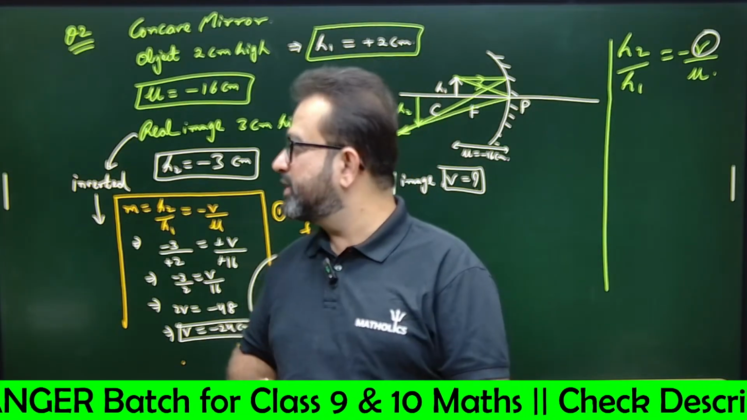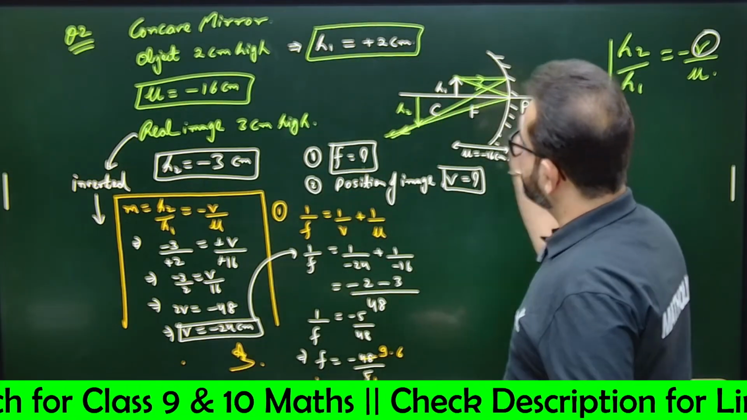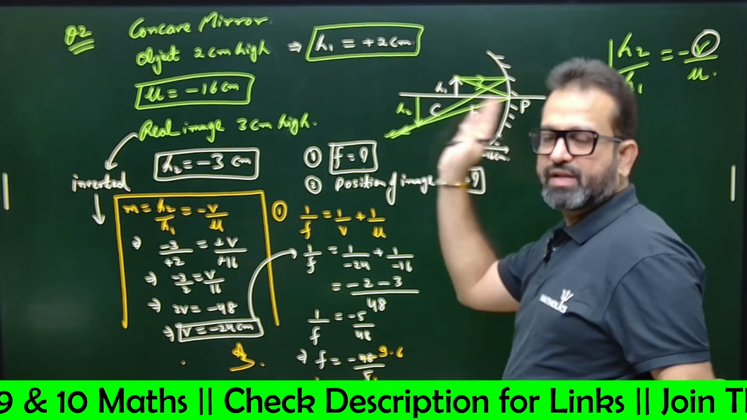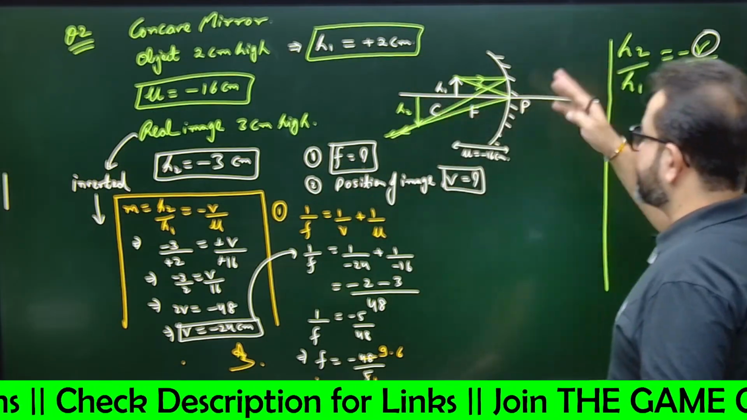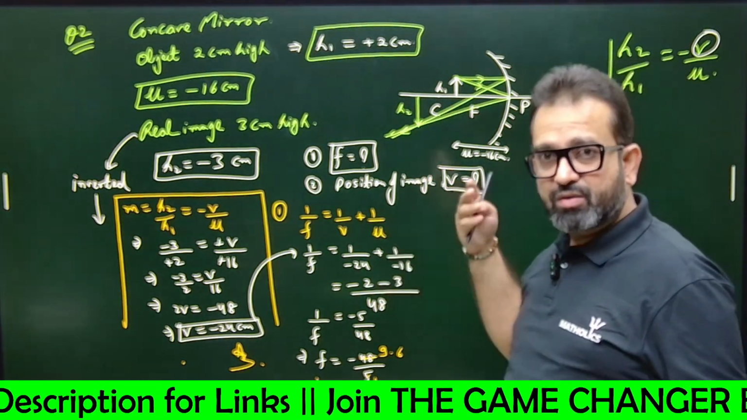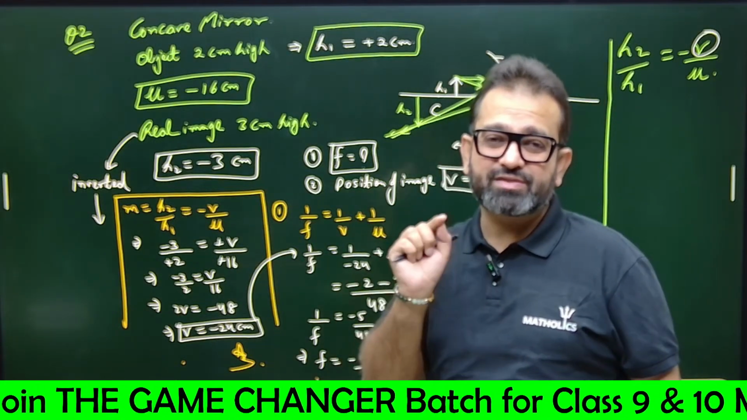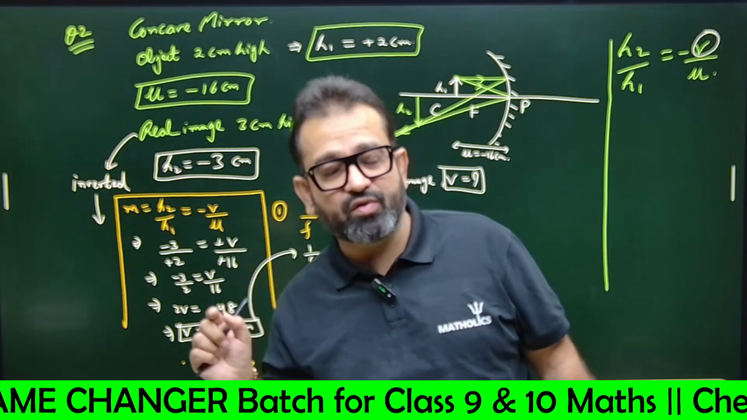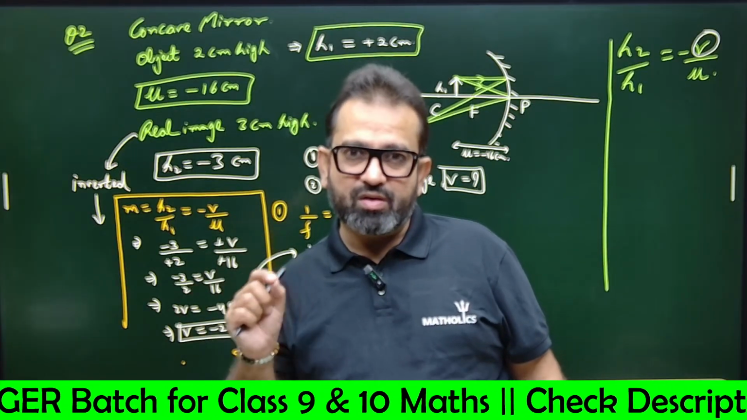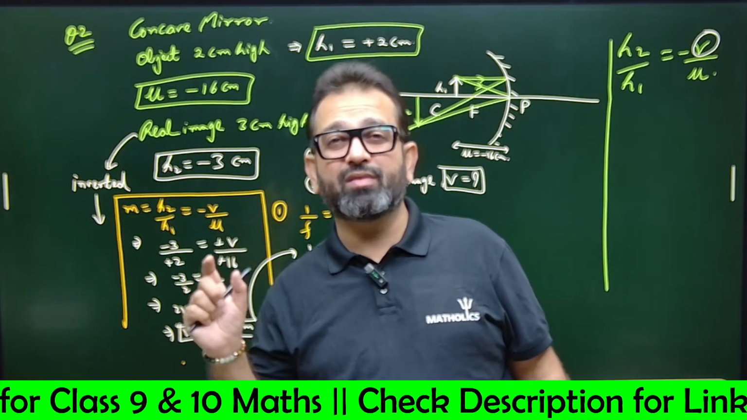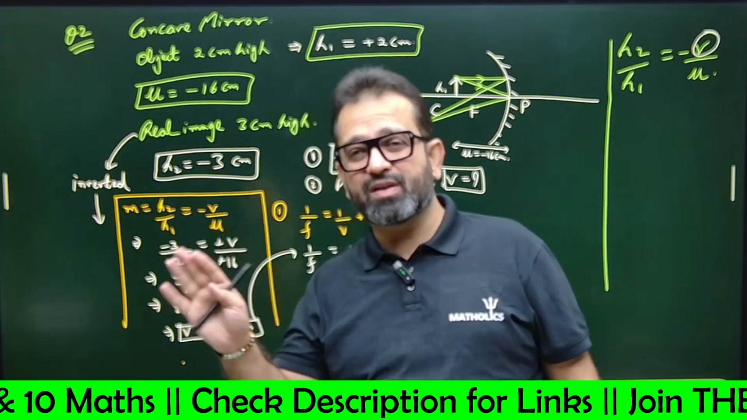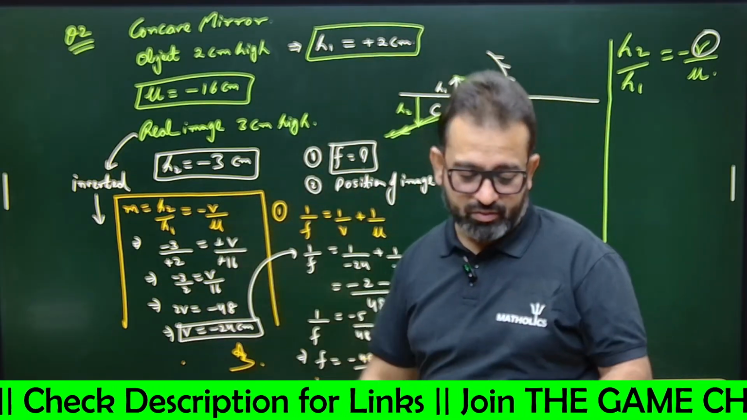How many times should I tell you? For a concave mirror, F is on the left side always, so focal length is always negative. For a convex mirror, F is on the right side, so focal length is positive. But for a concave mirror, F is always negative. Write down, make a star. For a concave mirror, focal length is always negative because focus is in front of the mirror, left side of the mirror. Okay.